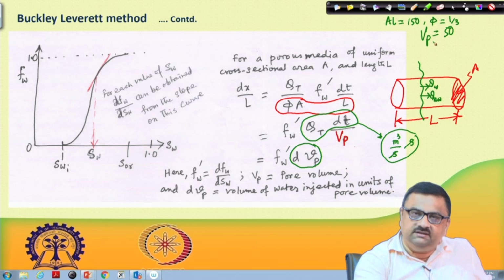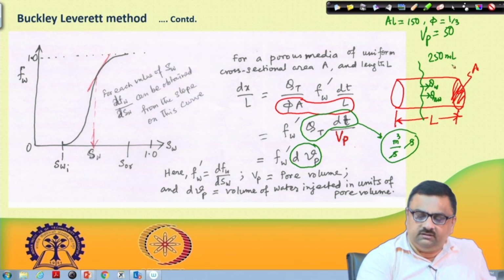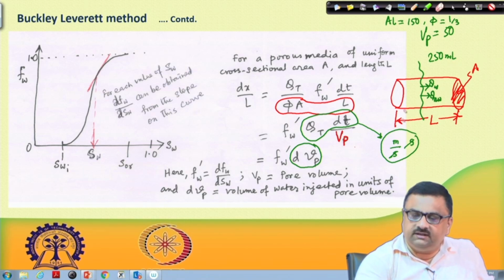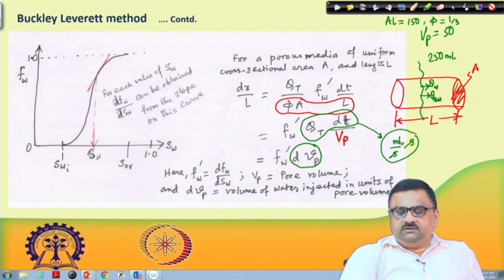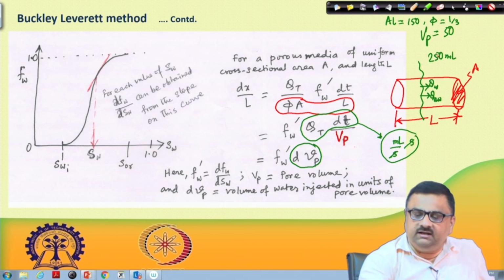Suppose I have injected 250 milliliter at some point. I am not talking about meter cube per second, we are talking about milliliter. So 250 milliliter injected would be 250 divided by 50, which is equal to 5 pore volumes.